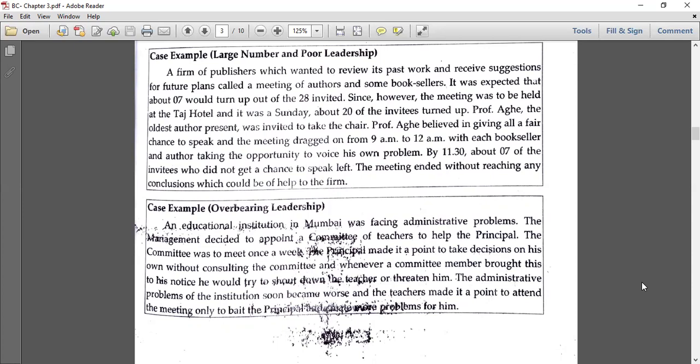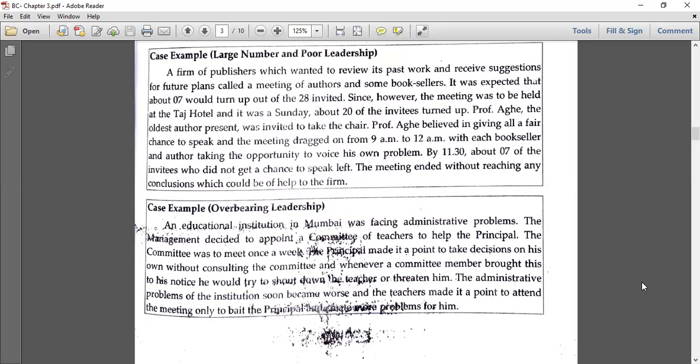Since, however, the meeting was held in the Taj hotel, you know the Taj hotel, right? It's that big building in front of the Gateway of India. It was Sunday, and about 20 of the invitees turned up. That means out of 28, 20 came. And Professor Aghe, the oldest author present, was invited to take the chair. Professor Aghe believed in giving everyone a fair chance to speak, and the meeting dragged from 9 a.m.